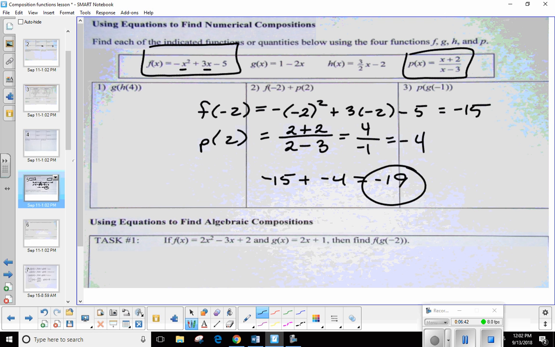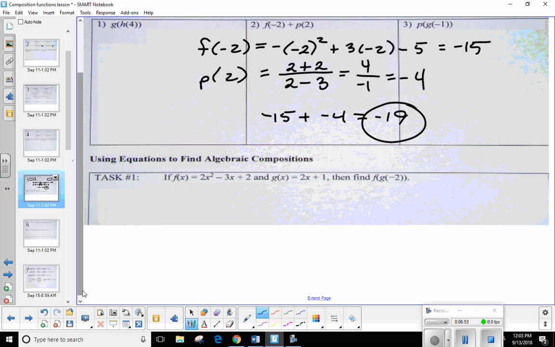This is what we're calling composition of functions. We have an inner or an inside function and an outside function. We always work from the inside out. Okay. So before we go ahead and take a look at number 3, let's look at task 1 real fast. Let's go ahead and practice this idea again.